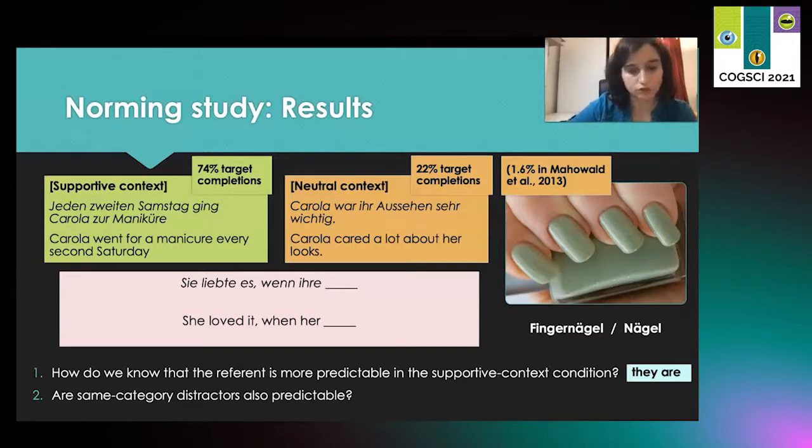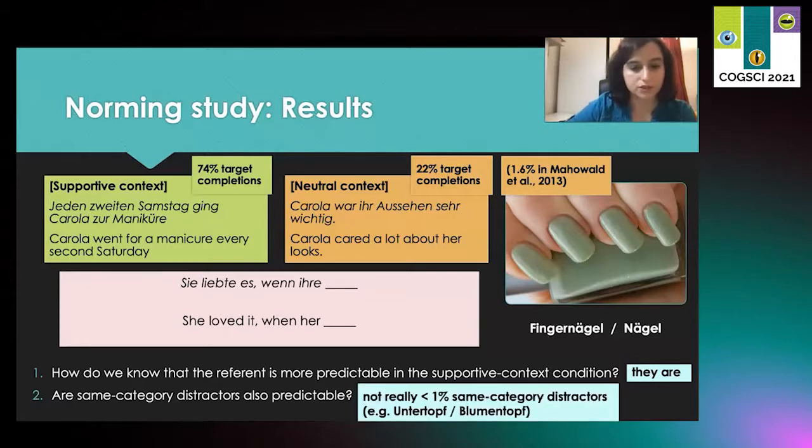We also wondered if in our context, same category distractors could also be elicited. This was actually not the case. Less than 1% of the completions could be a same category distractor, for example, Übertopf, Blumentopf. So we consider this to be rather marginal.